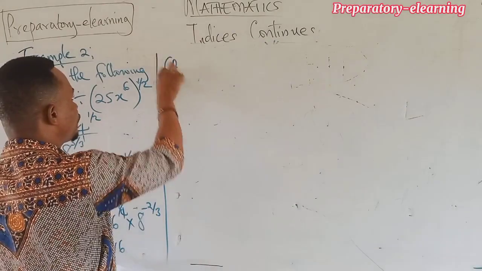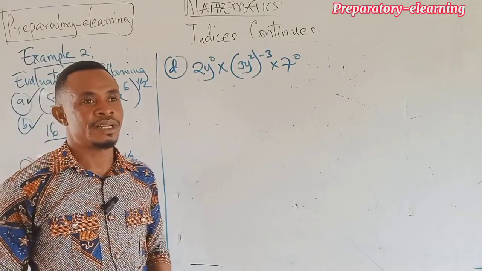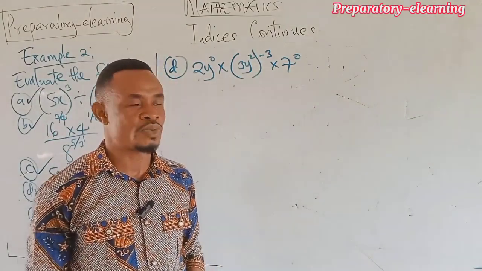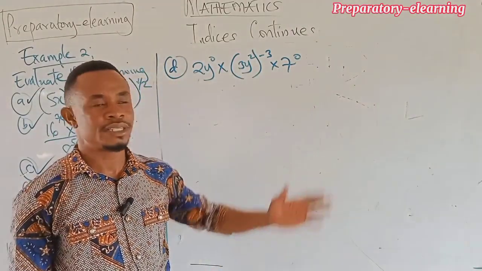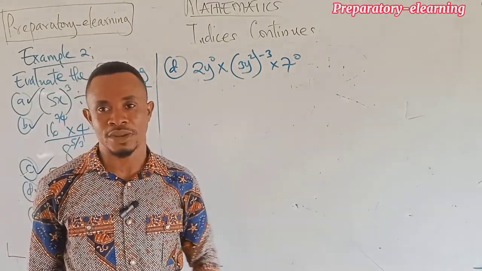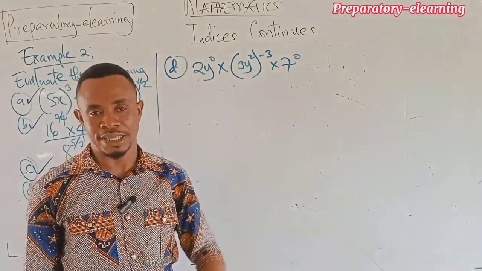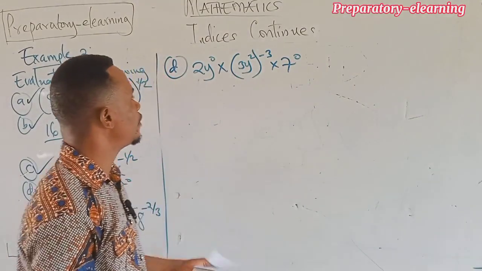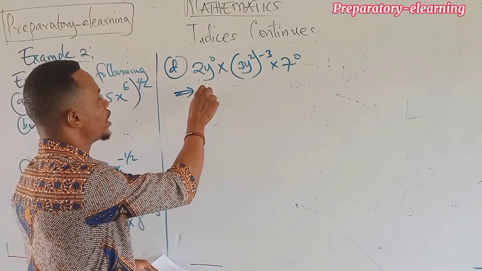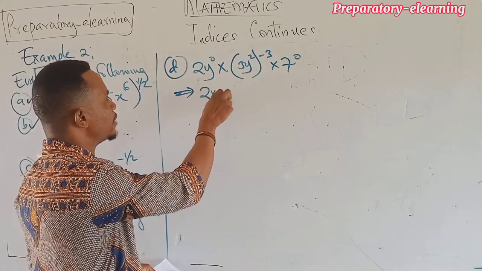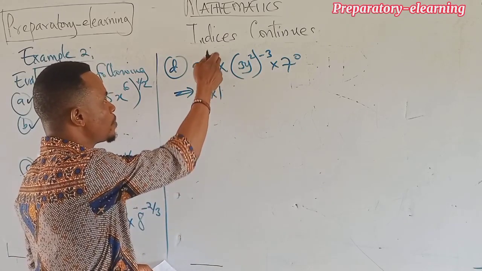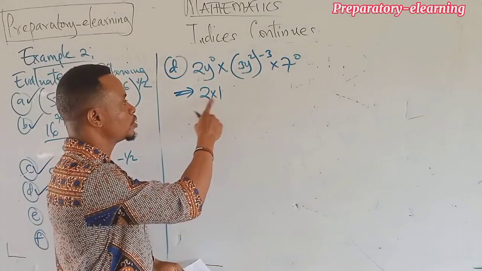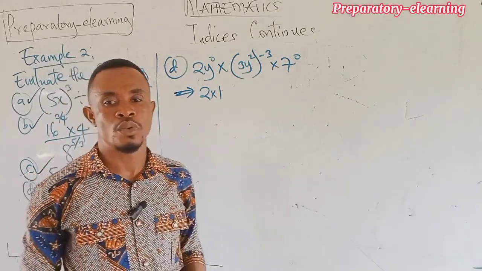The question we have, this is still very simple. Let's remind ourselves of this law. We had as one of the laws of indices the zero power law, or zero index law. Be it a number or a letter raised to the power of 0 is 1. So here, to solve this, we have 2 times 1. In place of this y power 0, we have just 1. And 2 times 1 is 2.